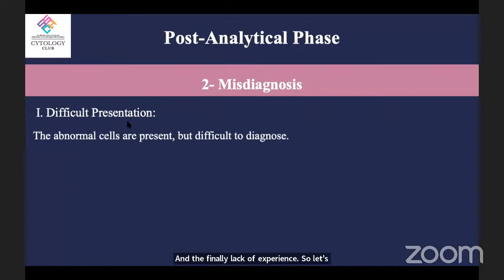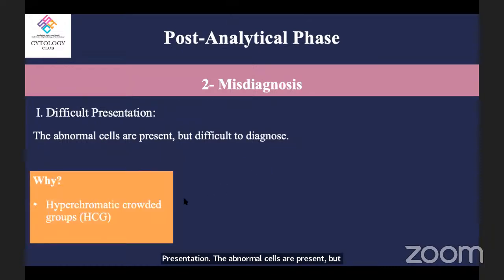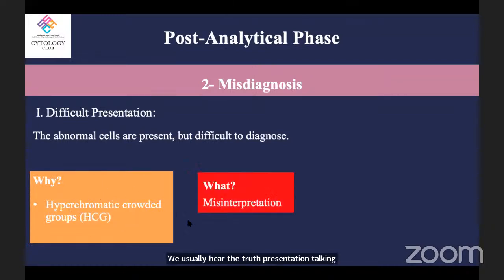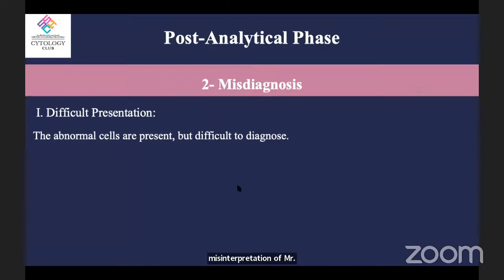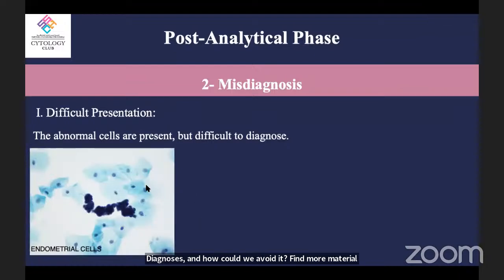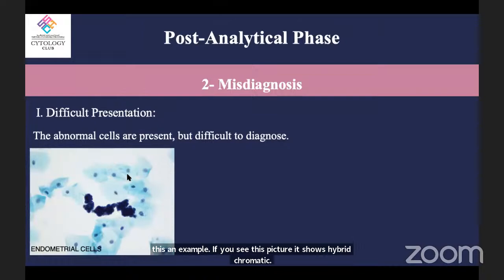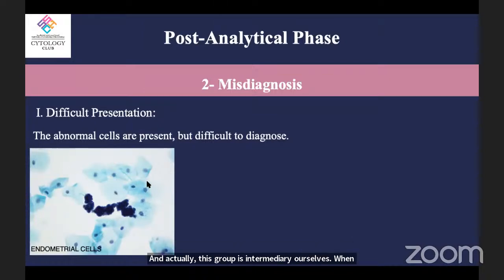So let's talk about difficult presentation. The abnormal cells are present but difficult to diagnose. We usually hear about difficult presentation in the context of hyperchromatic crowded groups, and it will lead to misinterpretation or misdiagnosis. And how could we avoid it? Find more material on the slide. And this is an example. If you see this picture, it shows a hyperchromatic crowded group, and actually this group is endometrial cells. When you see the background, there are normal endometrial intermediate cells.